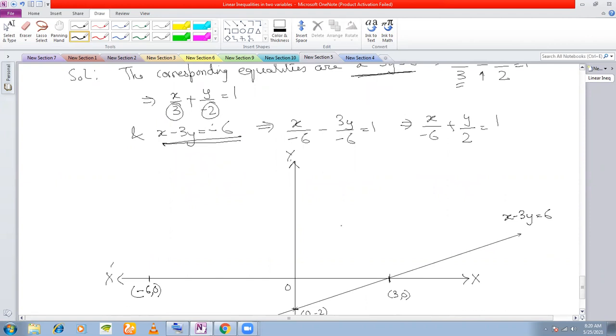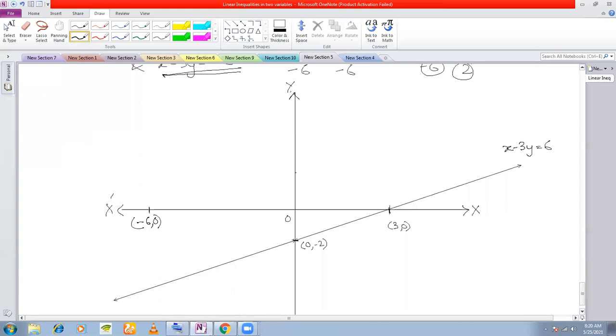Because of this minus 6 below x, and because of this 2 here, we have y-intercept as 2 units. So we'll take 2 units here also, 0, 2. So this straight line will now pass through these 2 points. My distances are not accurate, so that is why they are not looking parallel. Otherwise, you will get parallel lines if you take actual measurements.